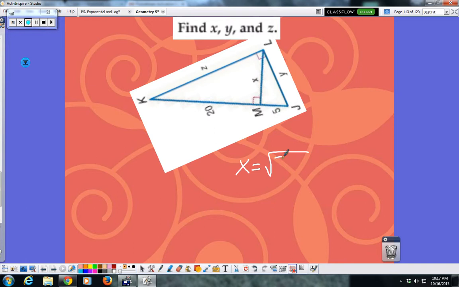X is going to equal the geometric mean between 5 and 20. What's the value of X? Good.